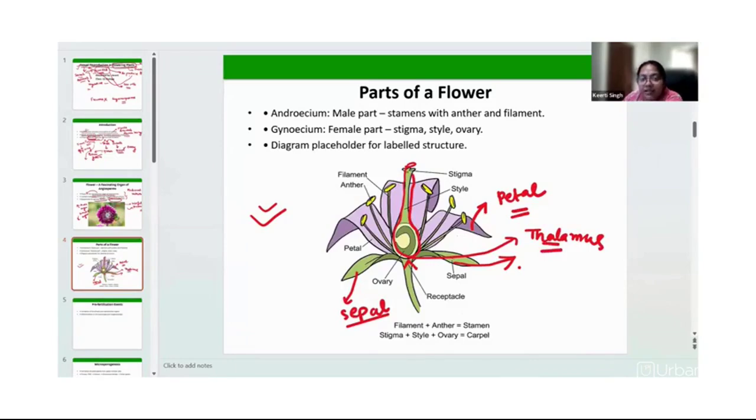The starting part is known as stigma. The tube-like part is known as style. And this circular part bulging at the end is known as ovary. This ovary is the female reproductive structure.